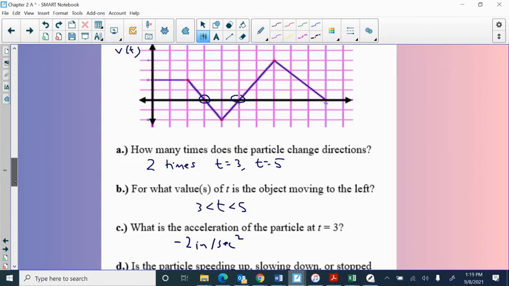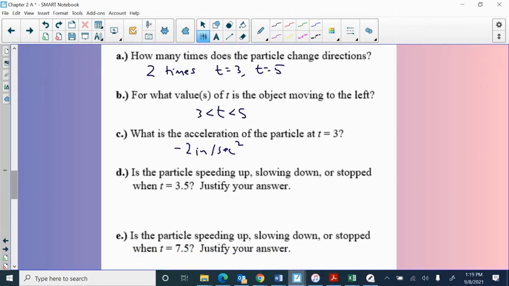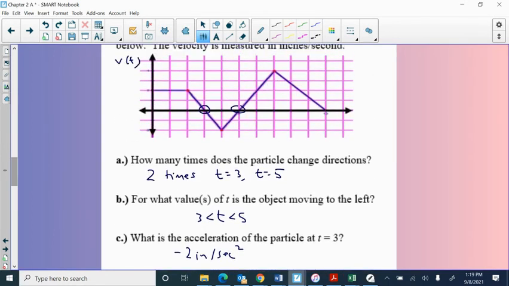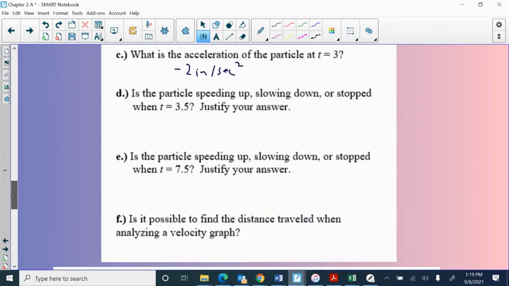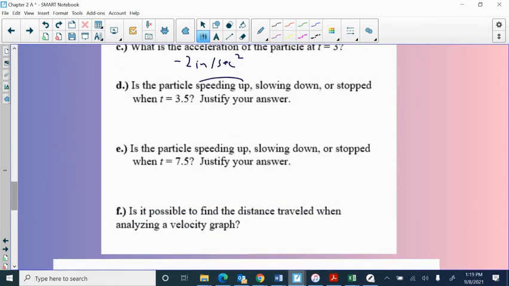Is it speeding up, slowing down, or stopped at 3.5? So finding 3.5, so 1, 2, 3, so that's like right there. Is it speeding up, slowing down, or stopped? Speeding up, right? Both velocity and acceleration are negative. So I could just justify it's speeding up. I could say a of t and v of t are both negative at t equals 3.5. Or you can actually even say what the values are.